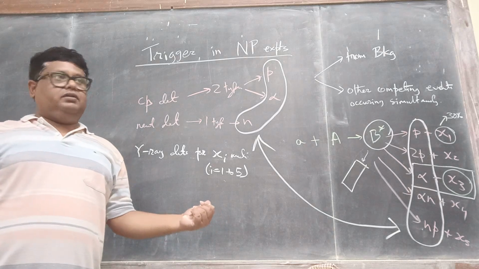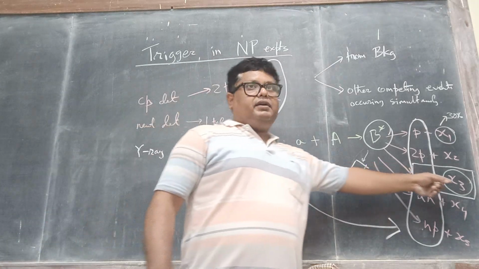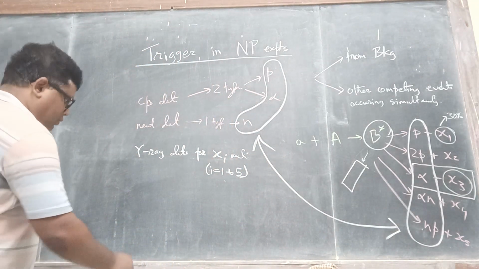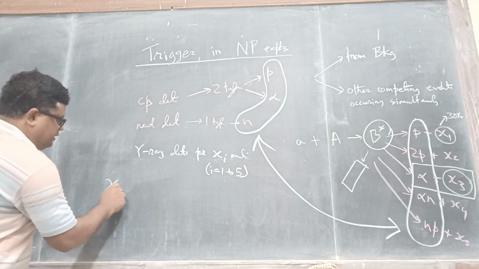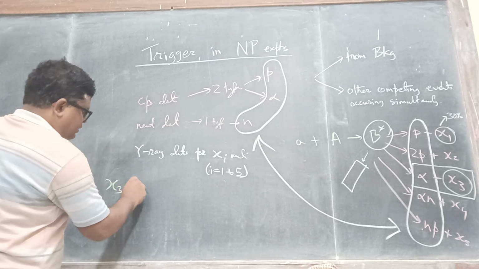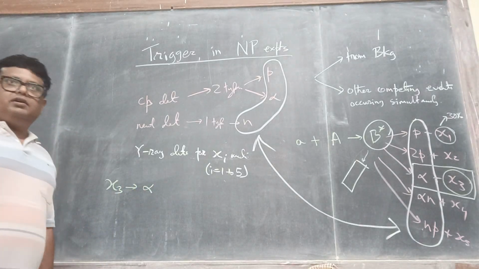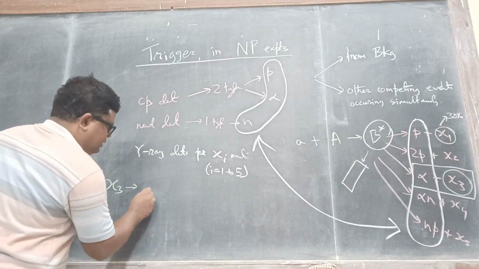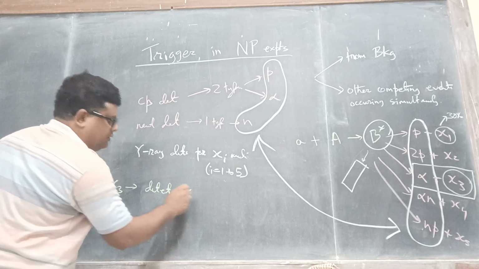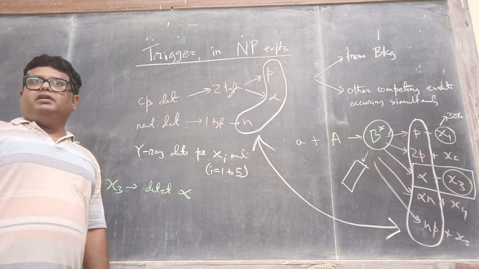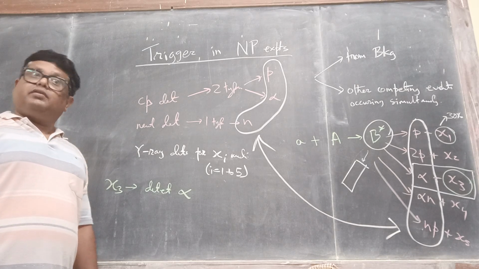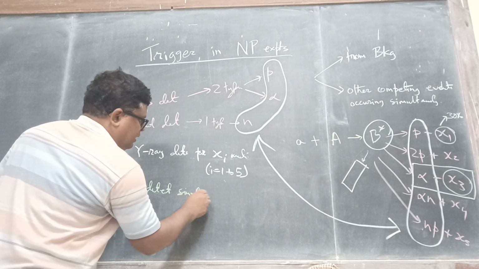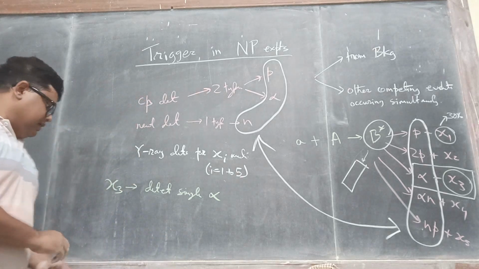And now comes the trigger. Suppose you want to study X3. What should be the condition? Tell me. Suppose I want to study this X3. Now, along with X3, alpha is being emitted. So I should put the condition: detect alpha. Any more condition? One. Very good. Detect single alpha.